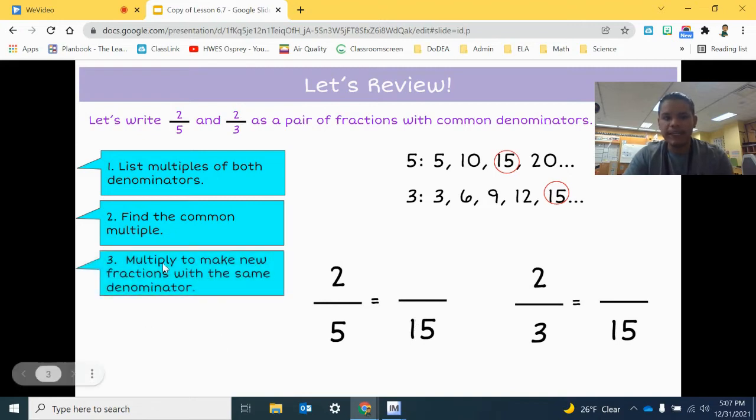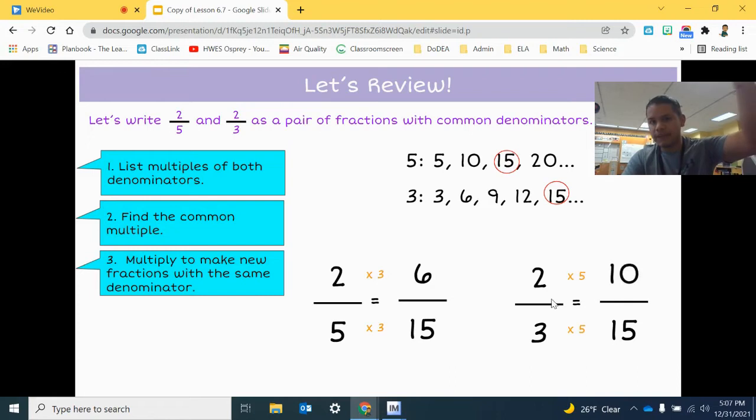So step number 3 is to multiply to make new fractions with the same denominator. So 5 times 3, anything we do to the denominator, we must do to the numerator. So we need to multiply 2 times 3, that gives us 6. And 3 times 5 gives us 15. So we need to multiply the numerator 2 by 5, and that gives us 10. So 6/15 and 10/15 are equivalent fractions to 2/5 and 2/3. And now it's really easy to compare. Which one's greater? Or which one's less? I know 6/15 is less than 10/15, so 2/5 is less than 2/3.